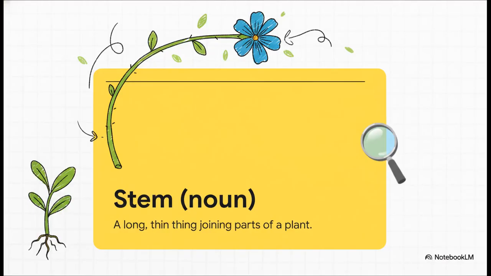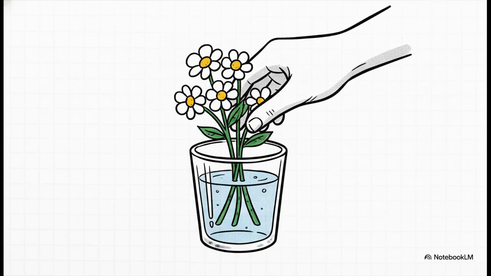And here it is, the classic definition we all learned in school. A stem is that long, skinny part that connects all the different pieces of a plant. You picture a flower, that stalk holding up the bloom. Yep, that's the stem. It's a real, tangible object. And you hear it all the time in a simple sentence, right? Put the stems of the flowers in this cup of water. It's direct, it's crystal clear, and absolutely everyone knows what you're talking about.